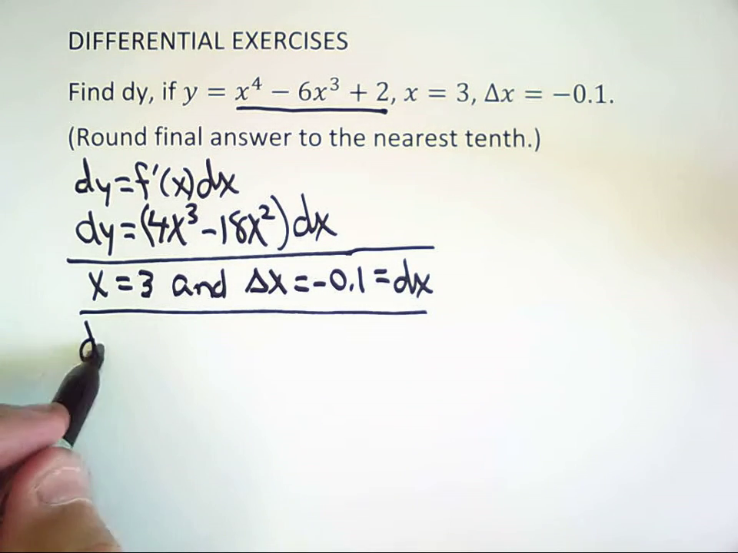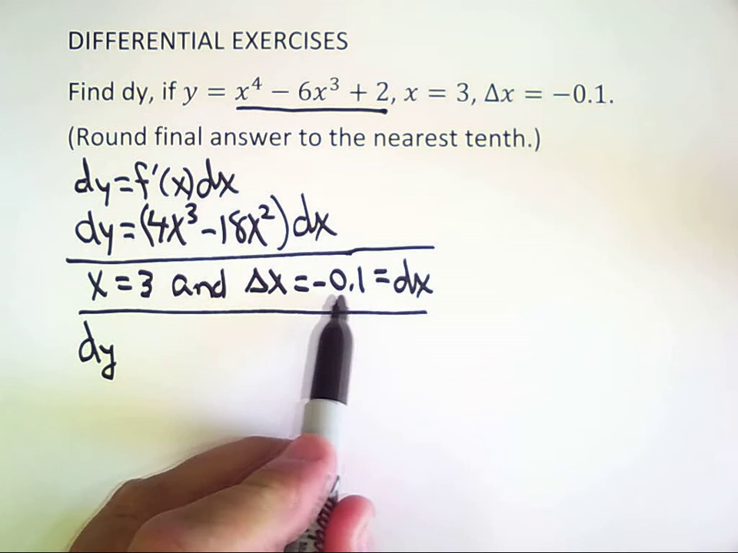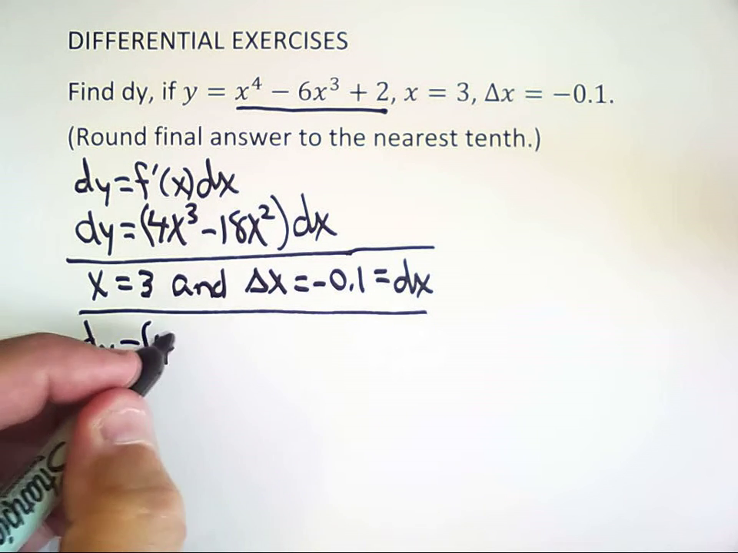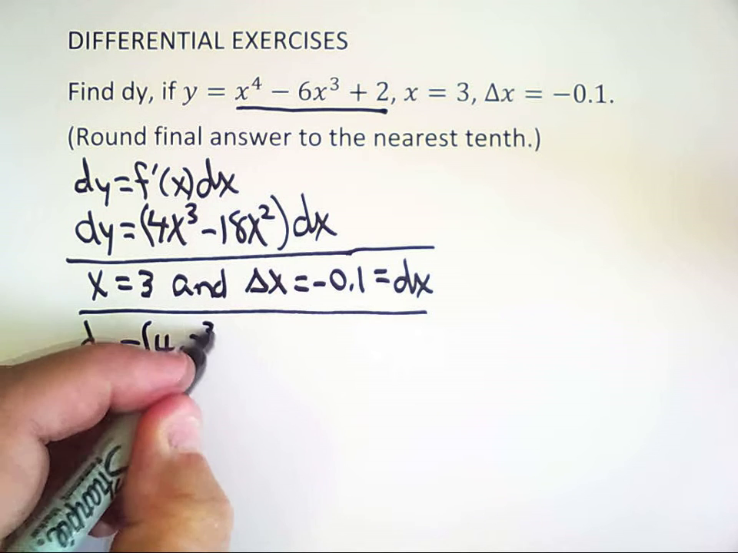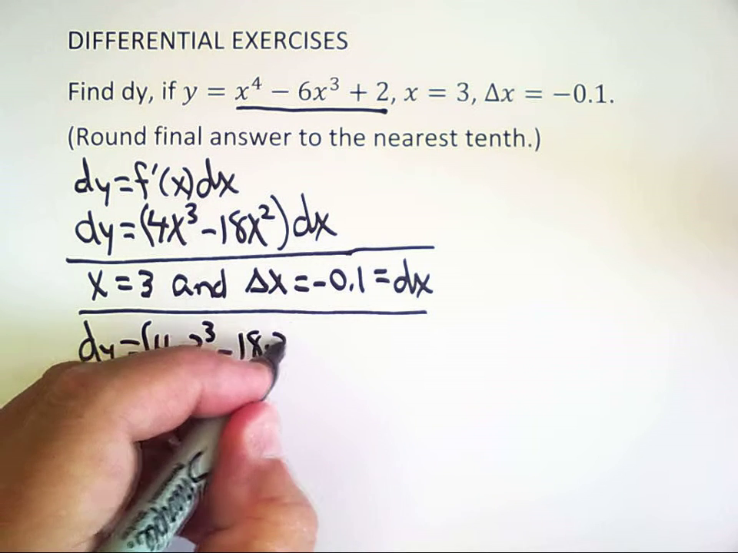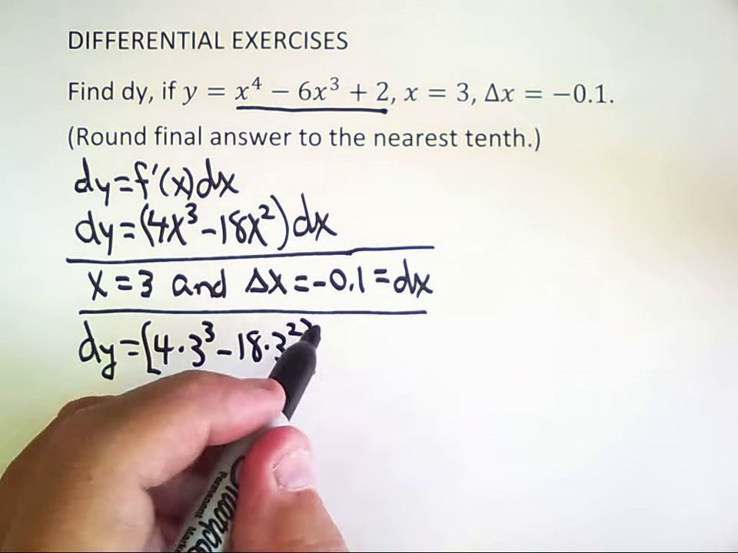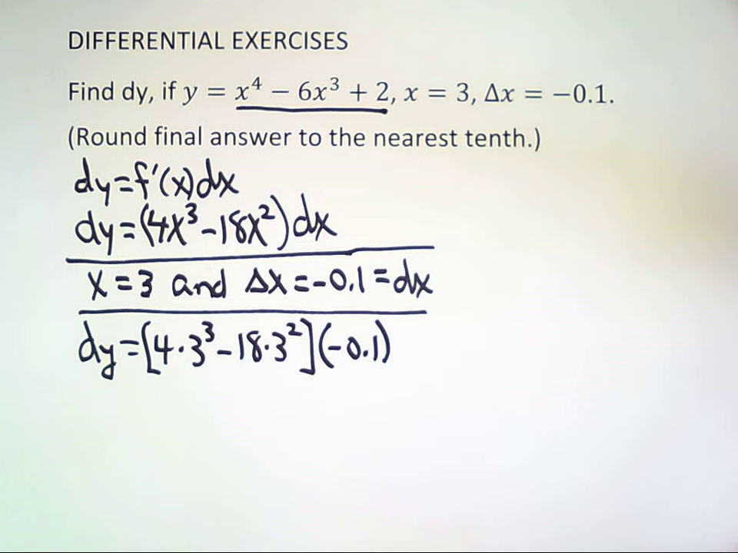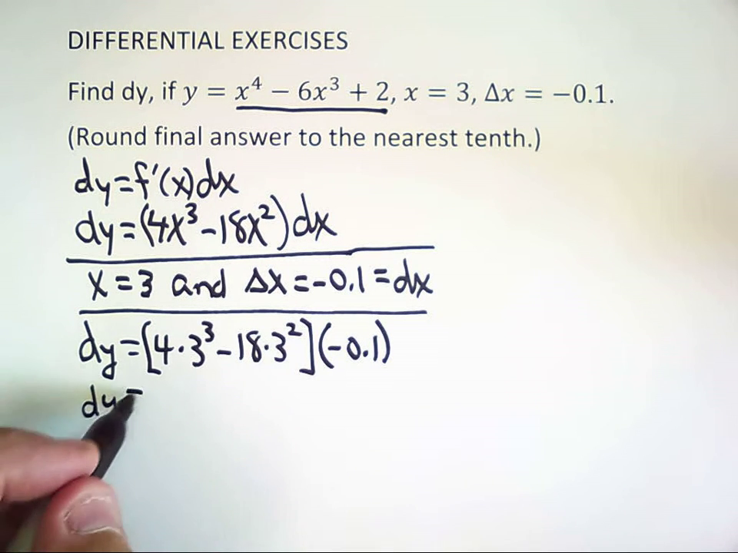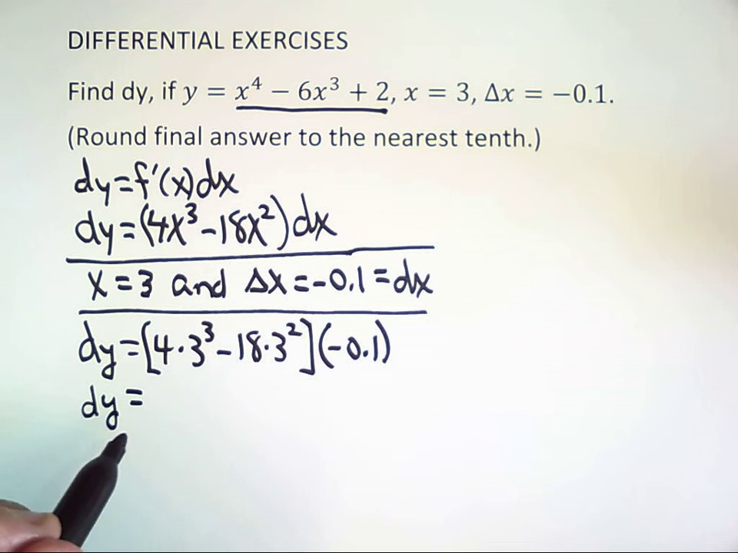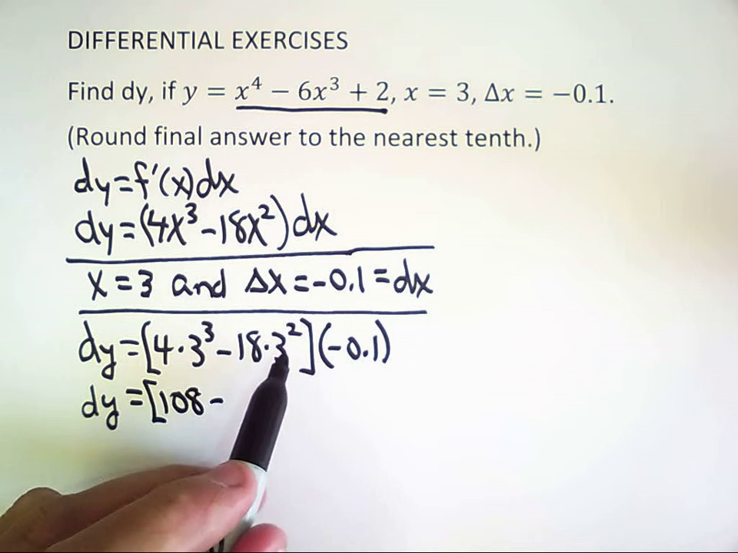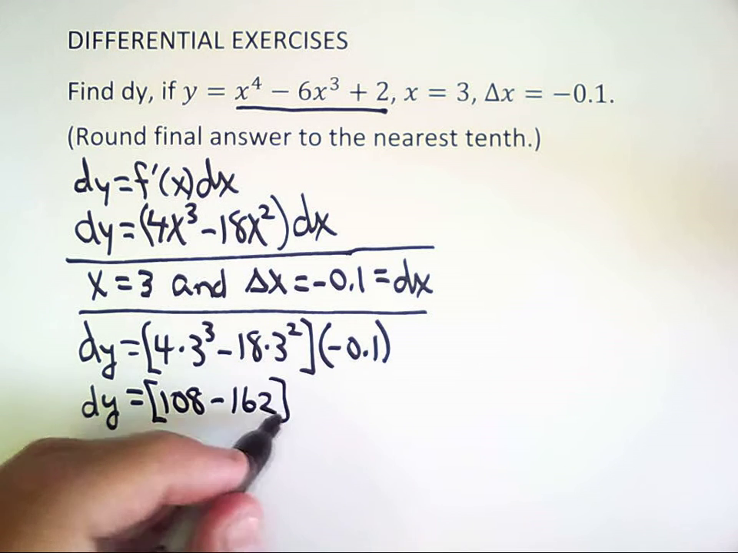So it's simply a matter of plugging 3 in for x and negative 0.1 in for dx. Doing that, we get 4 times 3 cubed minus 18 times 3 squared multiplied by dx, which is negative 0.1. Now it pretty much becomes an arithmetic problem. 3 times 3 times 3 is 27. 27 times 4 is 108. 3 squared is 9, and 9 times 18 is 162.